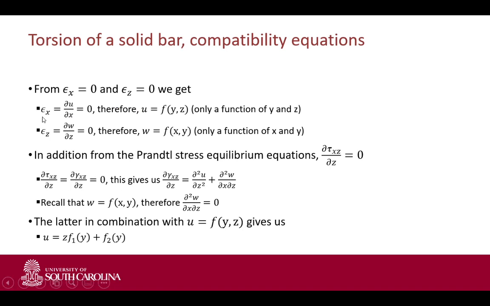And again, from our strain in z, since that is equal to 0, we know that our function w is a function of only x and y. Therefore we can conclude that if you take the second order partial derivative of w with respect to x and with respect to z, it would always be 0, because w cannot be a function of z. If you take the derivative of a function with respect to something it does not depend on, it's always 0.